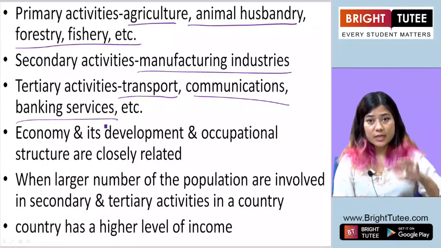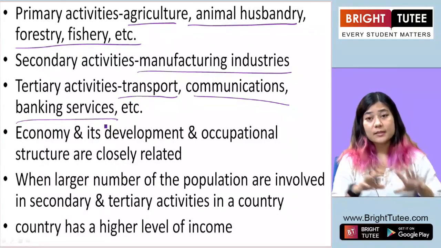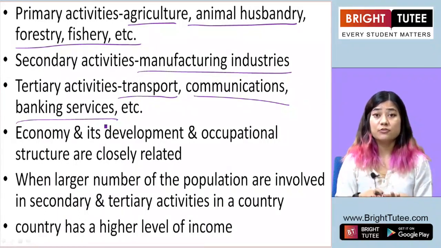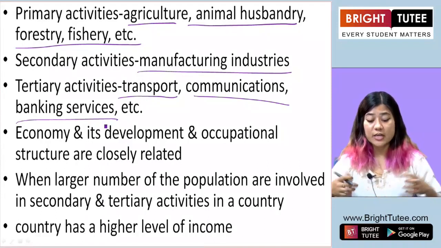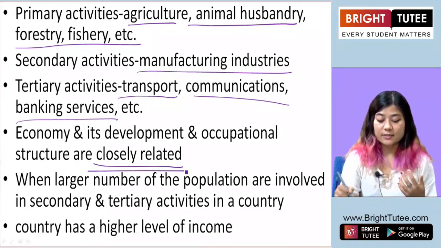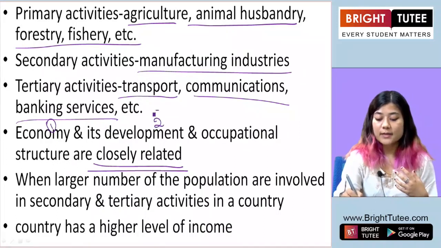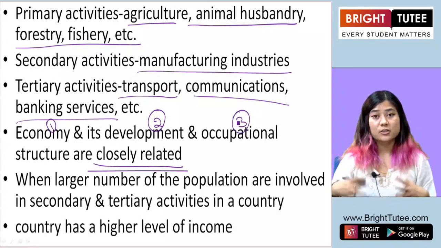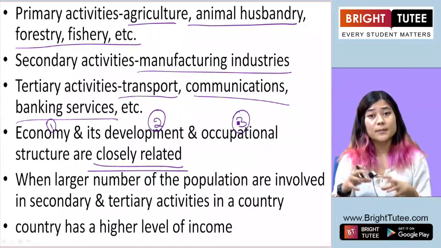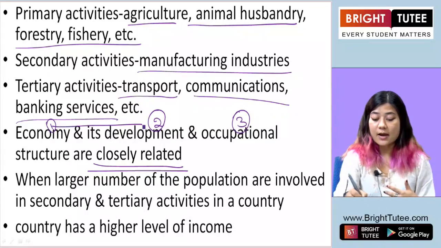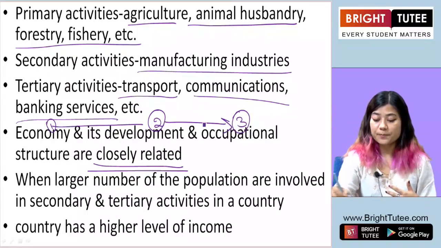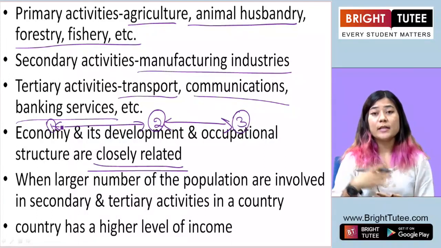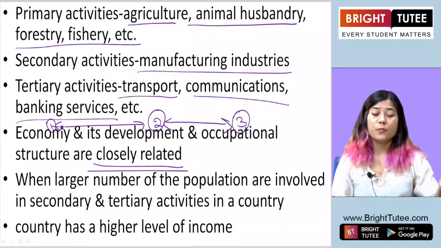Now, the economy of any country, the development of any country, and the occupational structure of the people living in that country are very closely related. So economy is number 1, development of the country is number 2, and number 3 is the occupational structure of the population of a particular country. These three are interconnected with each other. One influences the other, and the other influences the one.